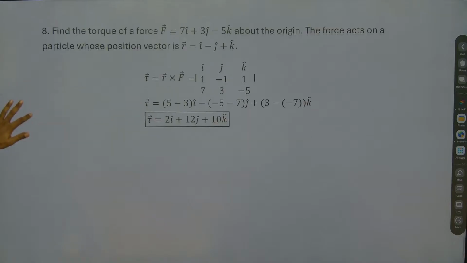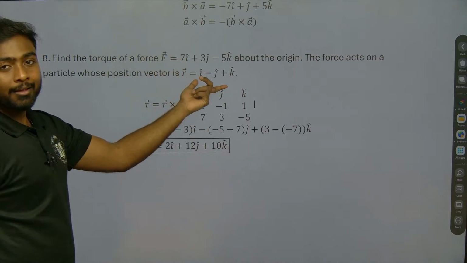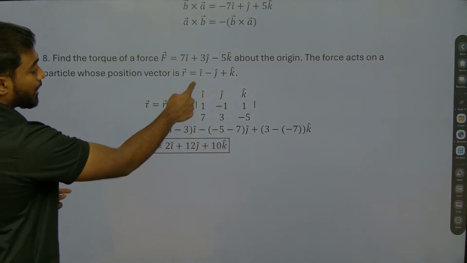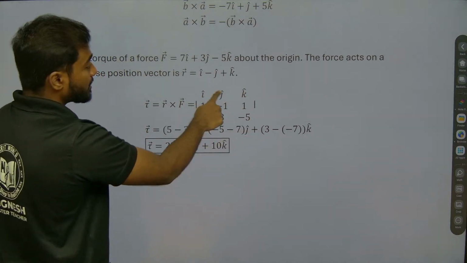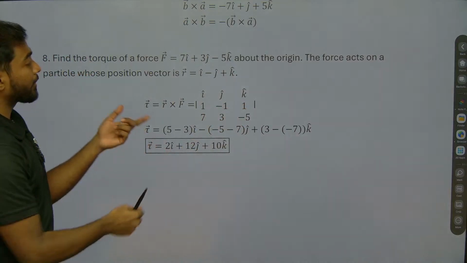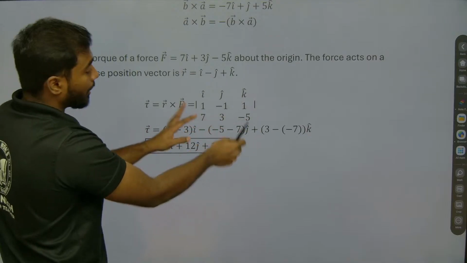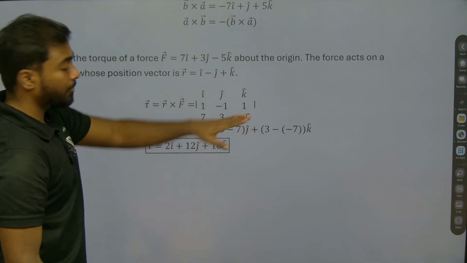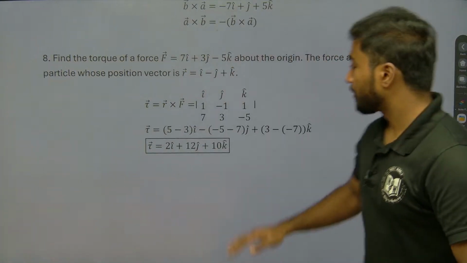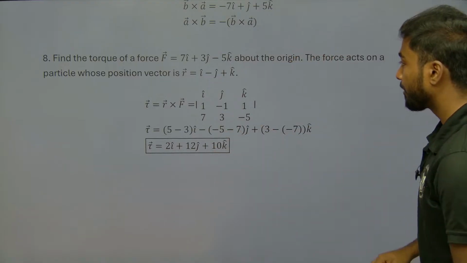Now the next question. Find the torque if the force is given and the r, the perpendicular distance, is given. So similarly, r cross f, I am taking the determinant: i, j, k, 1, minus 1, 1, and 7, 3, minus 5. Either you can take it like this, or you can take 7, 3, minus 5 first and then 1, minus 1, 1. No issues if you rearrange the terms, we will get the same answer, okay.